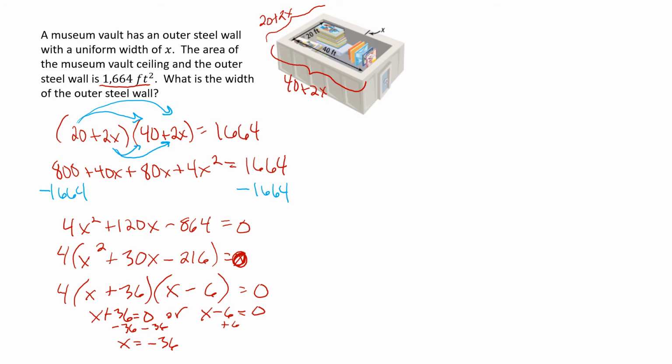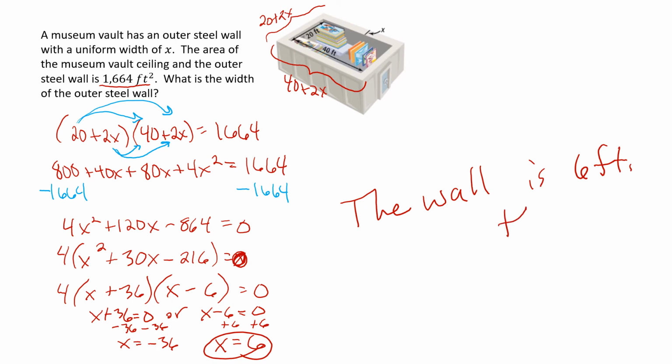Or here we can add 6. We get x equals 6. So the wall is either negative 36 feet thick or 6 feet thick. Which one of those makes sense? The wall is 6 feet thick. The negative 36 doesn't make sense because it's negative. It would also make it completely backwards.